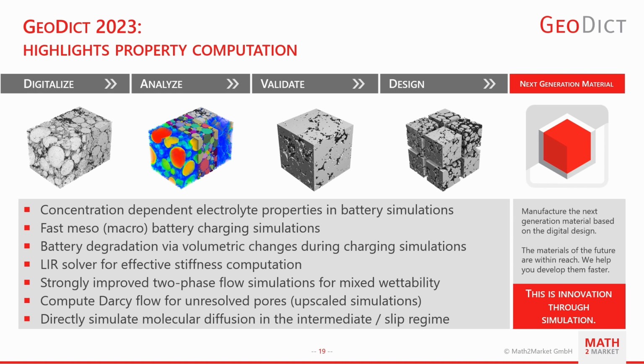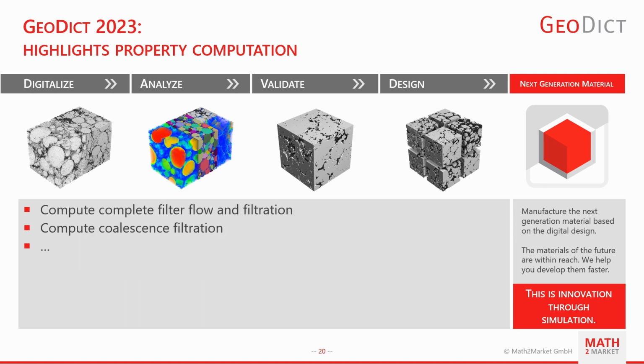It is now much easier to set up two-phase flow simulations with mixed wet conditions. A direct Darcy flow solver is available now in FlowDict. With the new version, one can compute molecular diffusion in the intermediate or slip regime. One can easily compute flow and filtration in complete filter geometries. It is now also possible to compute coalescence filtration in FilterDict.